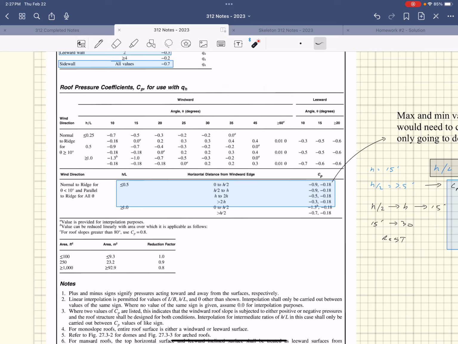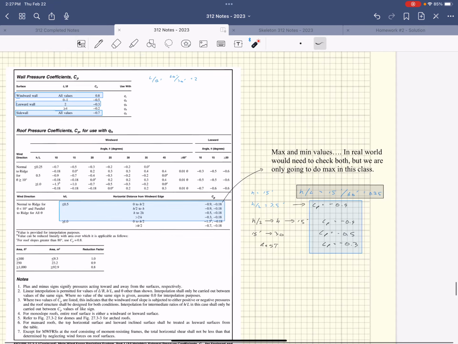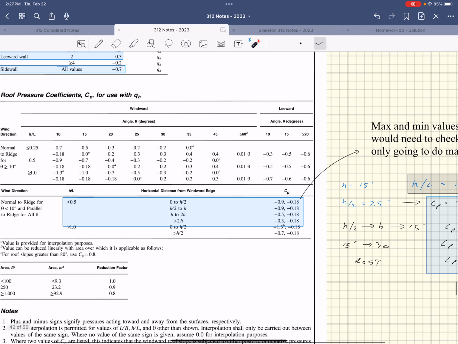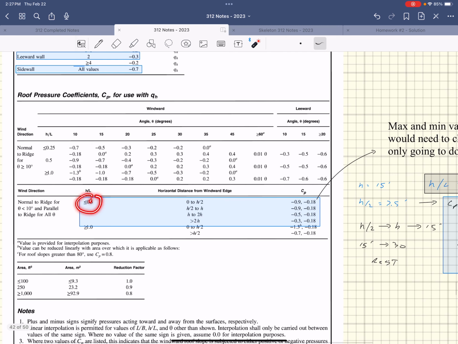It's just flat when the wind's coming in there, and so it would fall into this category. We look at H over L. Our H, in this case, is 15 feet. Our L is 60 feet. So our H over L value is 0.25. Right, so it would fall into this category right here. My H over L is less than 0.5. It's 0.25. And then our CP value is going to change at different locations.